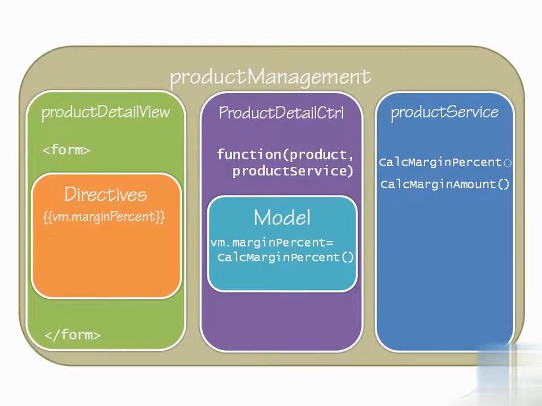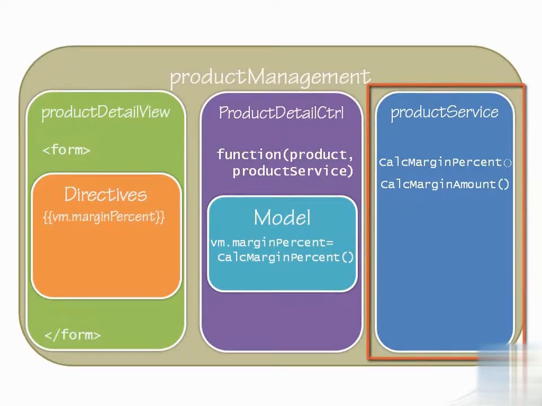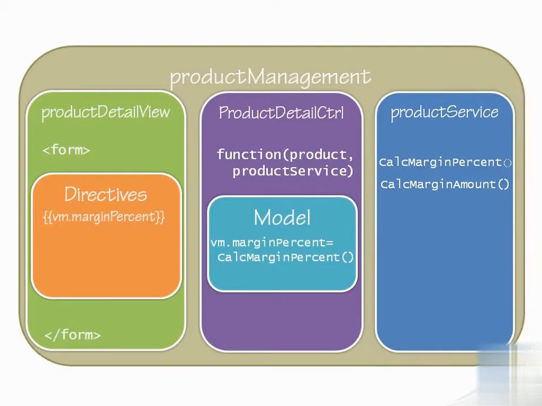Let's look at what we just did with a summary diagram. We built a custom service called Product Service, and in it we defined several functions that express the business logic for the application. We injected that service into the product detail controller by passing the service into the controller function. We then called one of the methods in that service to calculate the margin percent and assigned the result to a variable on the model. The binding in the form then displayed the margin percent on the detail page.